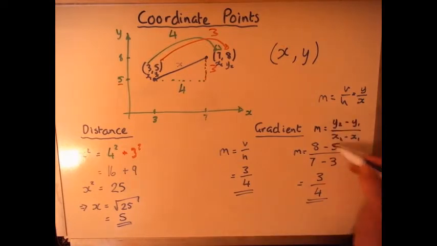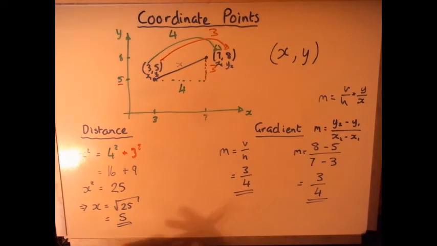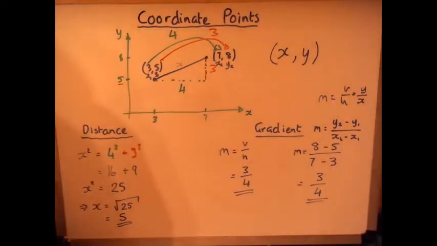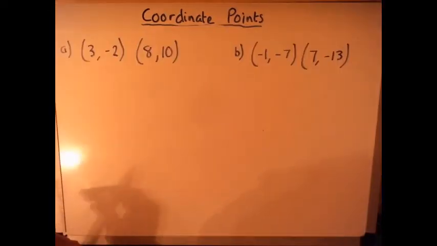So you can use this mathematical formula if you want, but I prefer just a quick way. So I'll just do another couple of examples just to show you how to find the distance and gradient between 2 points. So another couple of quick examples then. I've got these 2 points here.